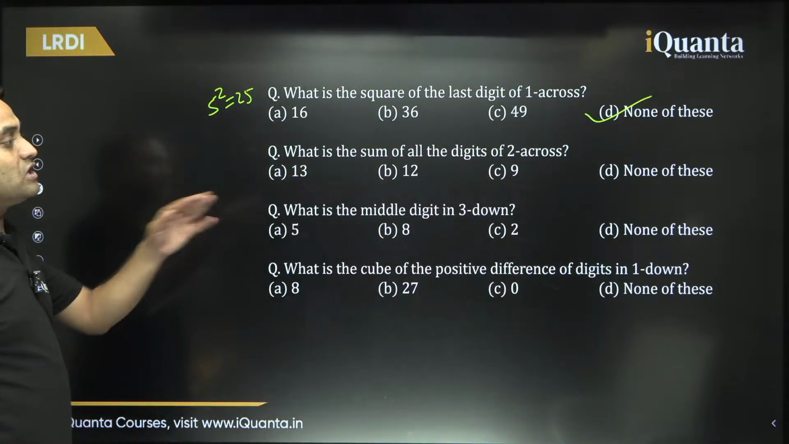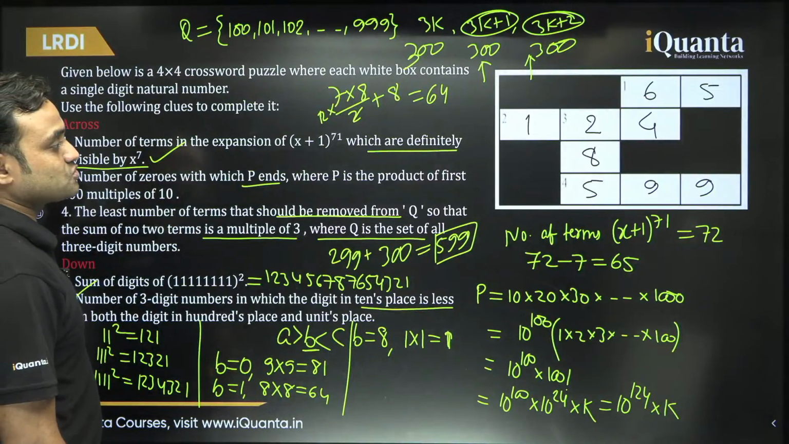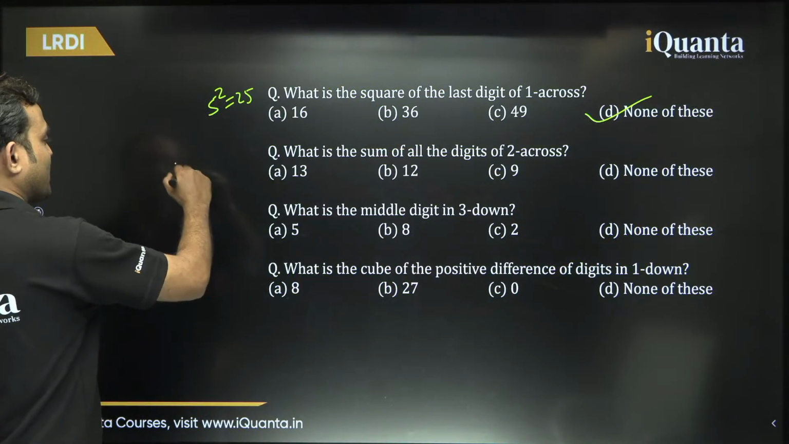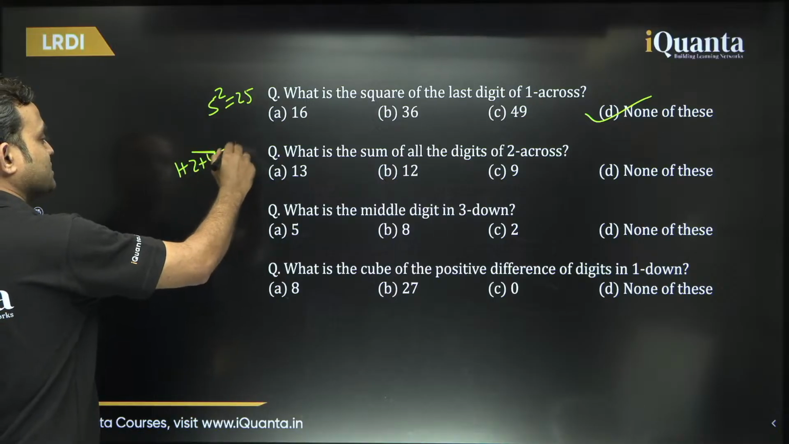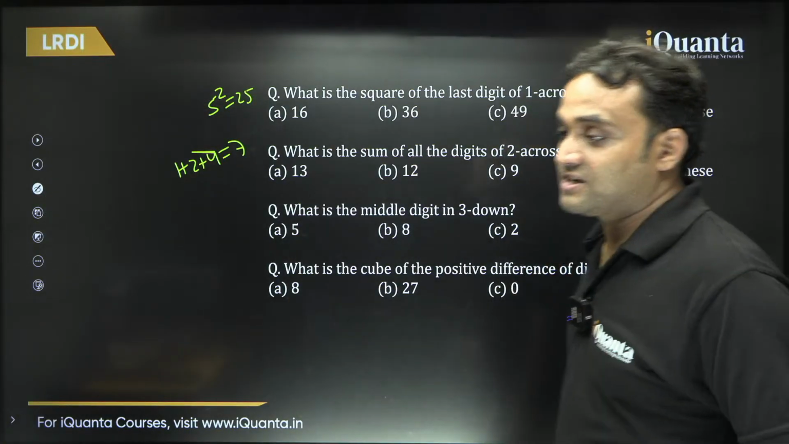What is the sum of all the digits across 2? Sum of all the digits across 2. 1, 2, 4. So 1 plus 2 plus 4, which is equal to 7. Again, 7 is not in the options. Answer is none of these, right?